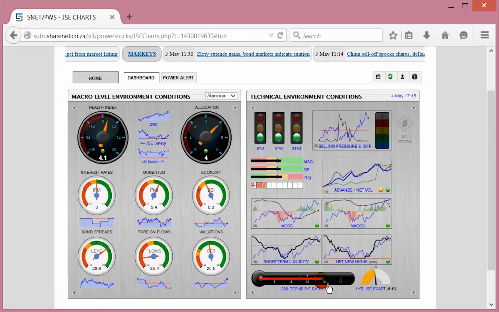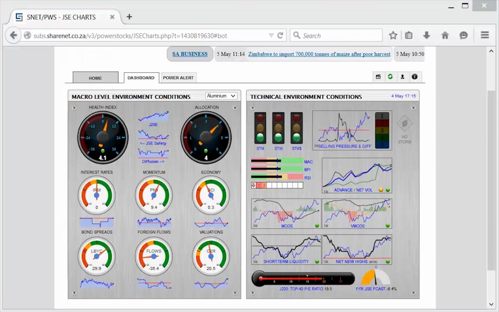We just show the current PE ratio, which is 19.5. This is the multi-decade average, which is 15. So it's showing us we are very overvalued at the moment. And in fact, we have a quantitative model, which we won't go into detail here, but it actually predicts that the 1-year return for the JSE is likely to be of the order of minus 6.4% based on the current PE of 19.5. Every one of these gauges you can click on and they will take you to a detailed chart showing you what's going on with that particular model.